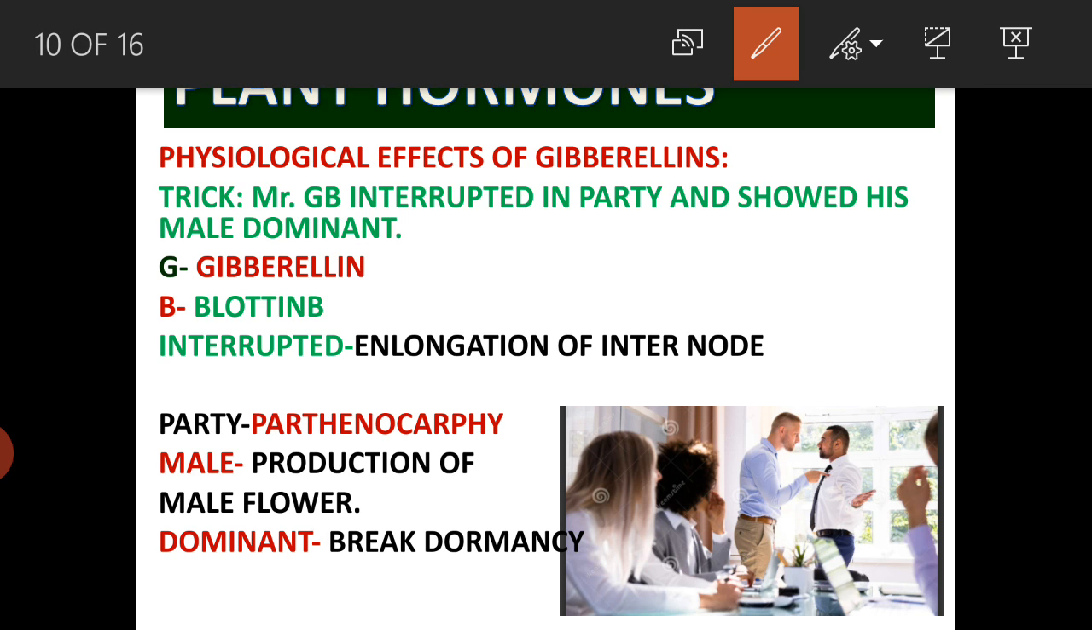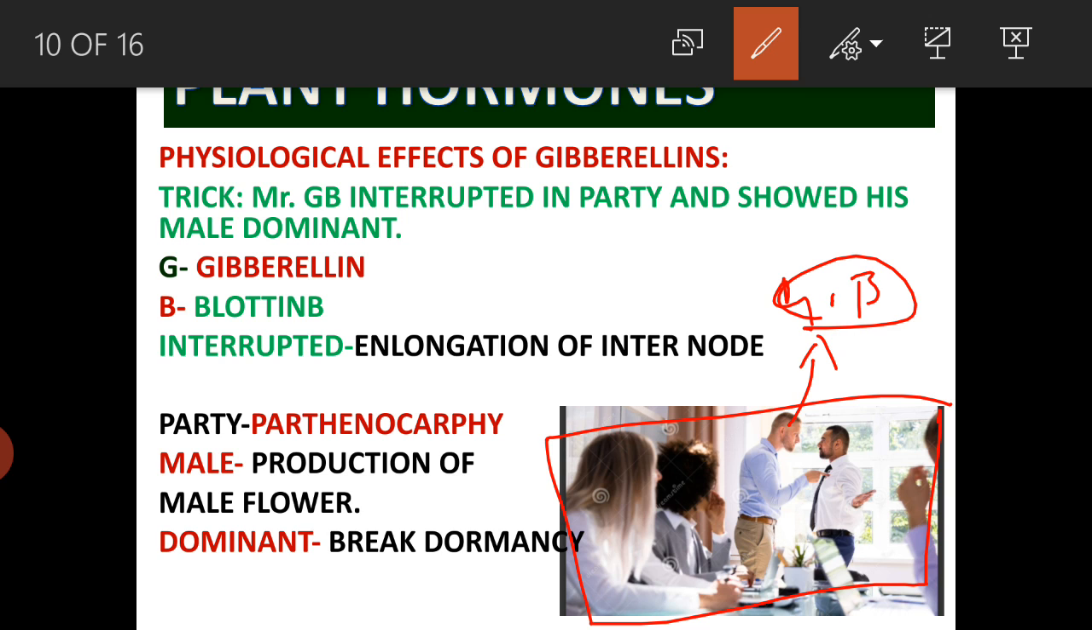To remember the physiological functions here, you can see in this picture a party is going on, and a person is showing male dominance. Let's consider this person's name is Mr. GP. Now the mnemonic here is: Mr. GP interrupted in a party and showed his male dominance.